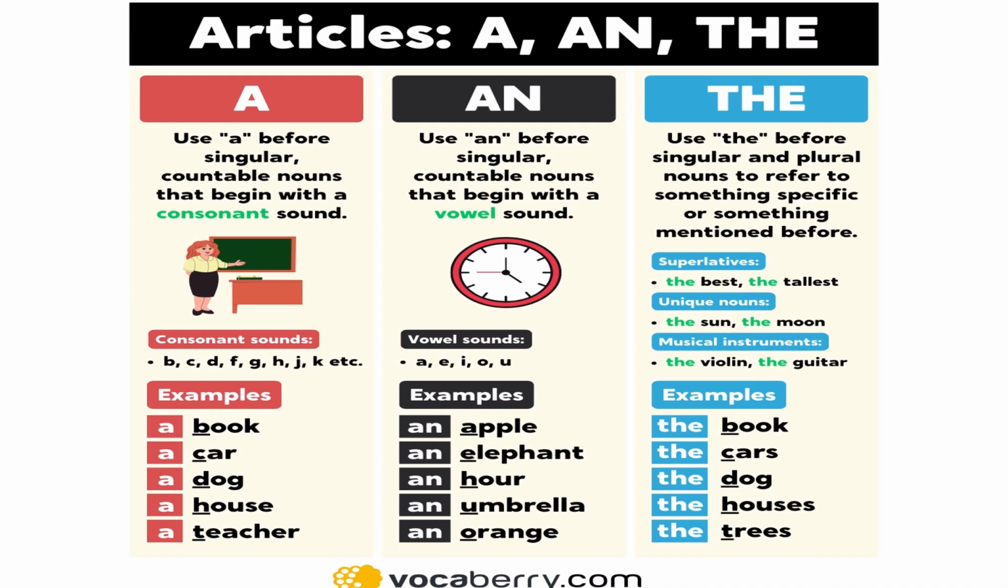Let's review. Use a before singular countable nouns that begin with a consonant sound, like a book, a car, a dog, a house, a teacher. Use an before singular countable nouns that begin with a vowel sound. For example, an apple, an elephant, an hour, an umbrella, an orange. Use the before singular and plural nouns to refer to something specific or something mentioned before. We use the with superlative degrees, unique nouns, and musical instruments. For example, the book, the car, the dog, the houses, the best, the tallest, the sun, the moon, the violin, the guitar.